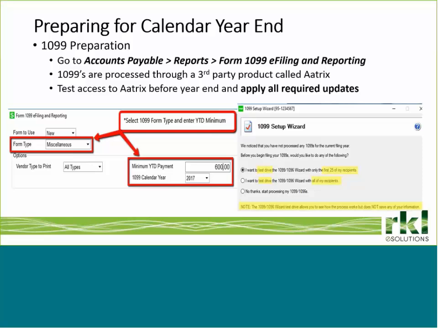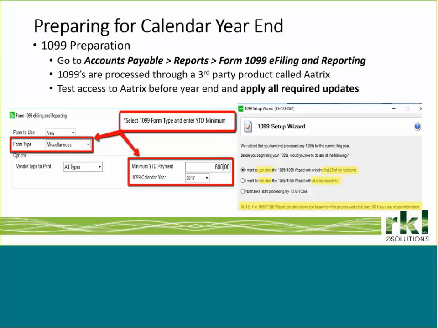So for example, $600. After you fill out this information, it's going to bring you to the next screenshot that I have here. That is, do you want to go ahead and run the 1099s right now, or you can actually do a test drive. So there's an option to do a test drive for your first 25 recipients, or you can do a test drive of all of your recipients. If you do a test drive, none of that information is saved.